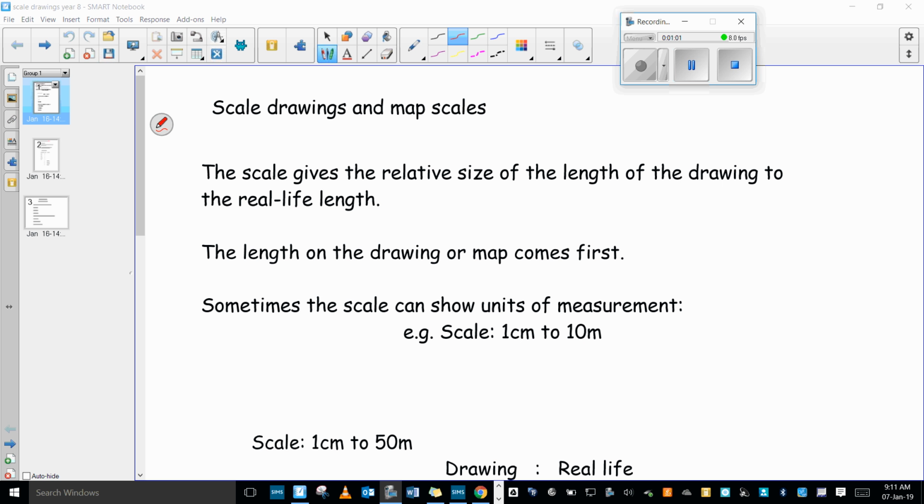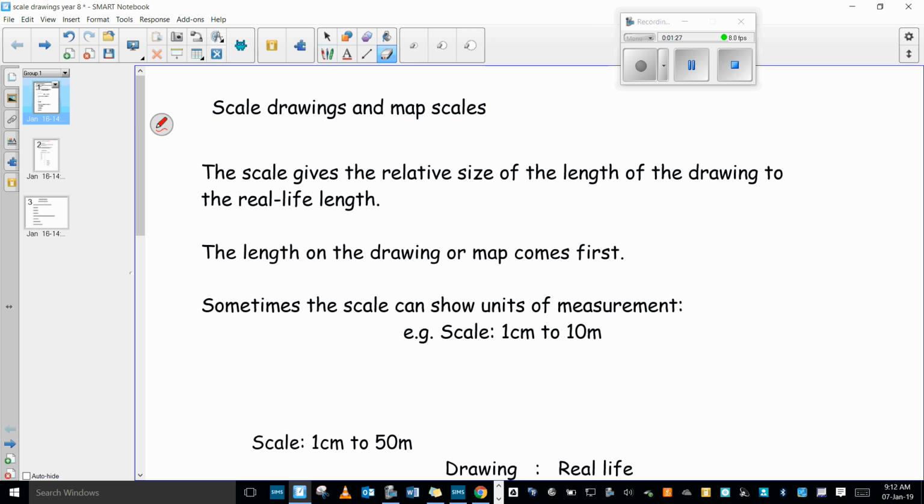So I could draw this road here, and I could say, right, I live here. But this could be 6 kilometers, couldn't it? Or it could be 20 meters. We don't actually know how far it is because I haven't got a scale on there. That's a bit of a rubbish explanation, but you know what I'm talking about.